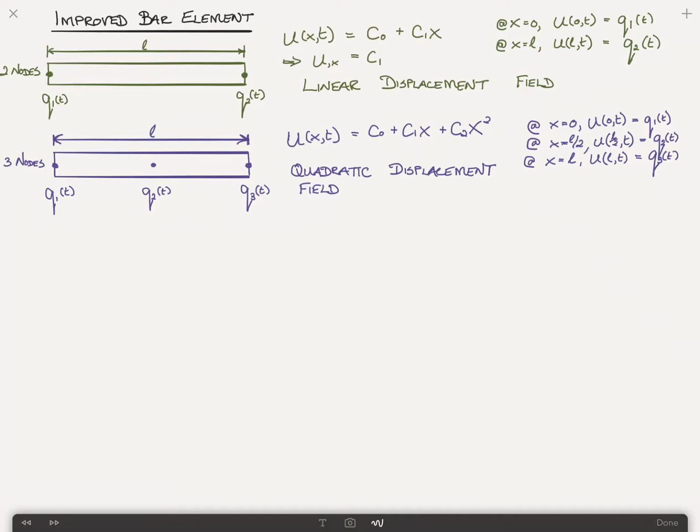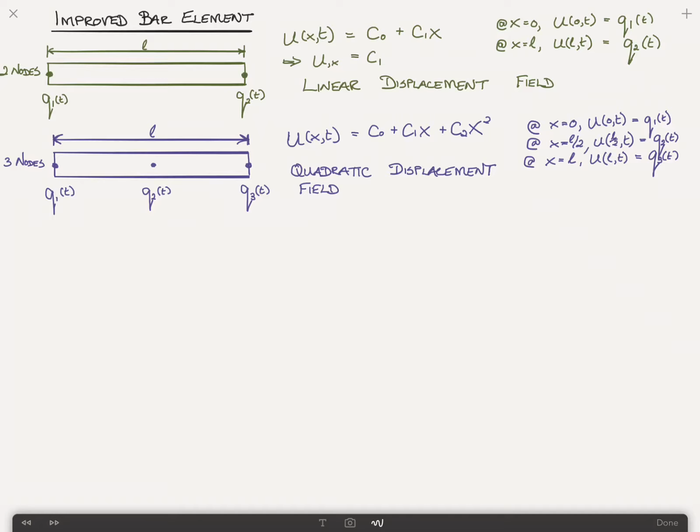Now, why do we think that this should be an improvement? Well, if you recall from the video where we derived the solution for the exact problem, we found that in fact the displacement field was a sinusoidal shape. So it stands to reason that having a more complex displacement field should improve things.